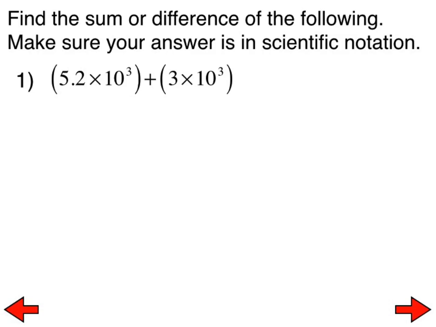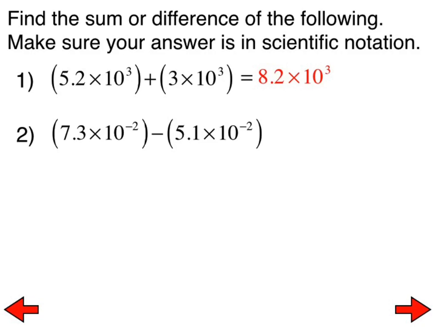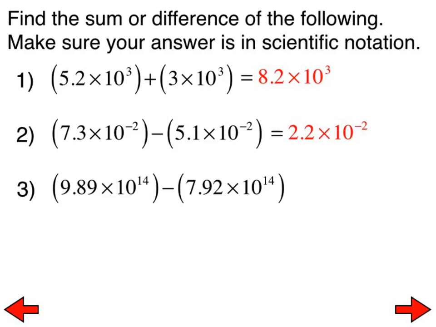All right. Number 1, obviously, is 8.2 times 10 to the third. Number 2, and remember, we need to check to make sure that the things that we are combining together have the same base and the same exponent, because then, essentially, we are dealing with like terms. So number 2 is 2.2 times 10 to the negative 2. Number 3 is 1.97 times 10 to the 14th.